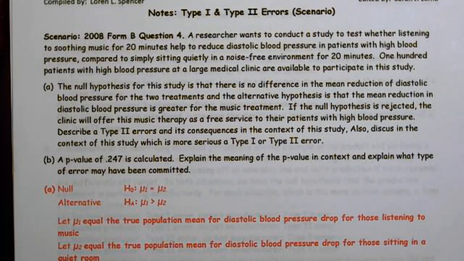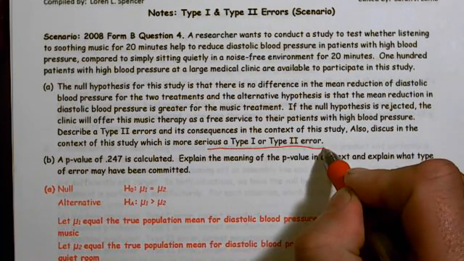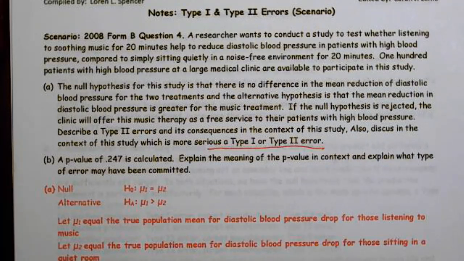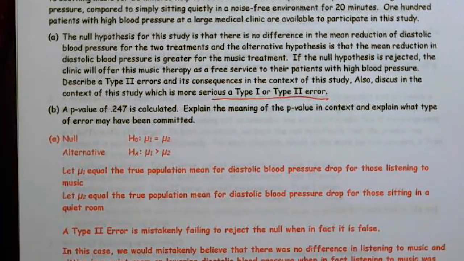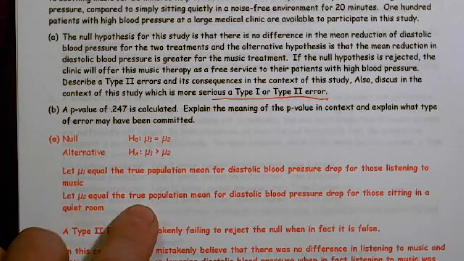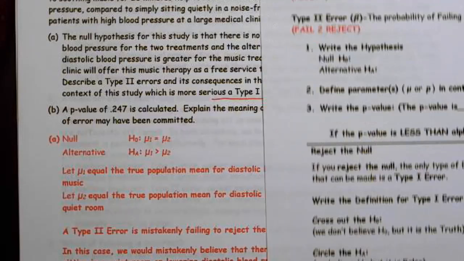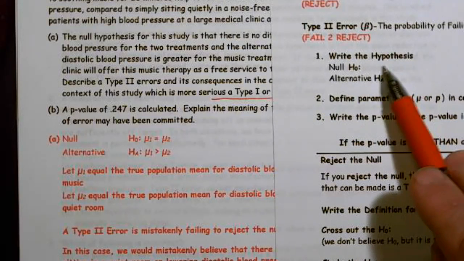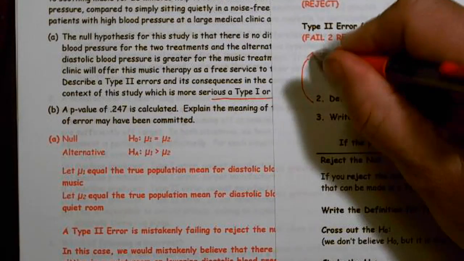Also discuss, in the context of the study, which is more serious, Type 1 or Type 2. First off, as far as what's more serious, that's going to be your own viewpoint. You just need to back it up with some evidence. So in this case, we have our null hypothesis, mu1 equals mu2. And by the way, we should be looking at our recipe. We always start off with write the null, write the alternative, define the parameter. And once again, you can do that in either order.